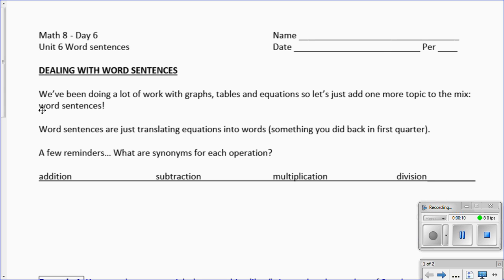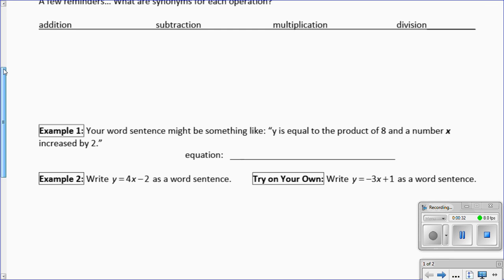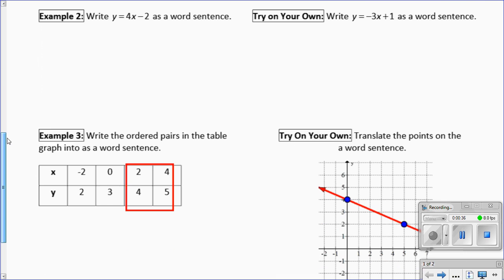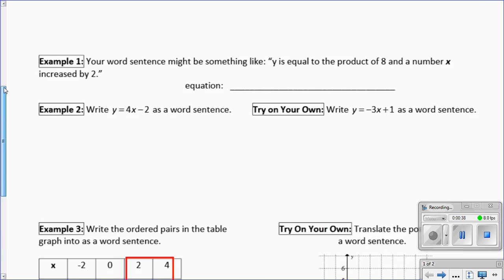We're gonna do word sentences and dealing with word sentences when it comes to our functions, okay? You guys already did a little bit on translation when you did equations. We're just gonna go ahead and continue with it, reinforce it, whatever you want to call it, okay? So luckily it's only one page, literally one page, okay?